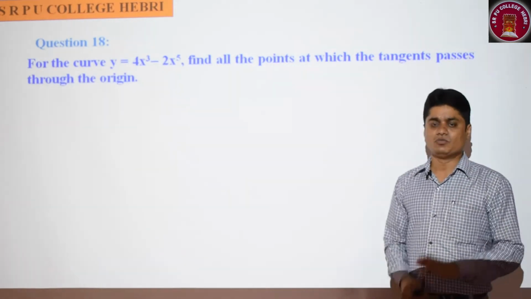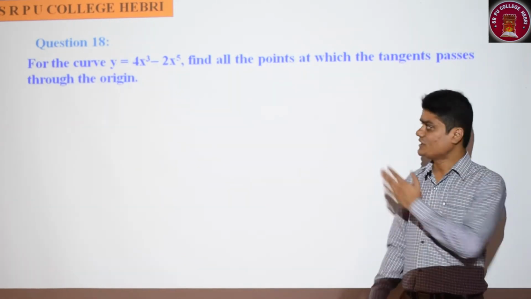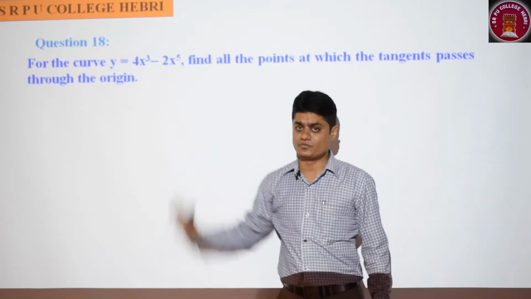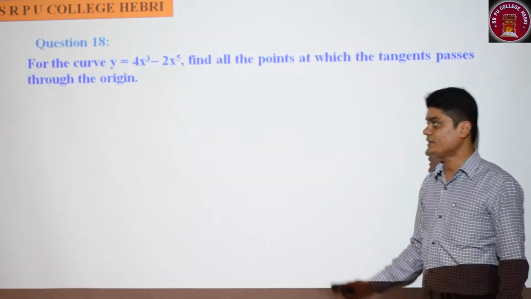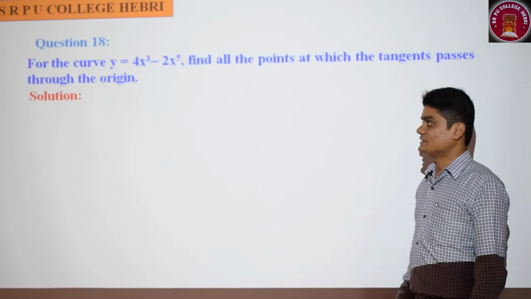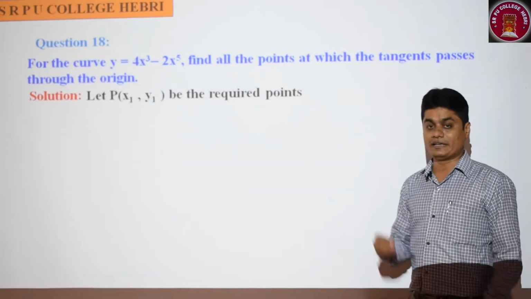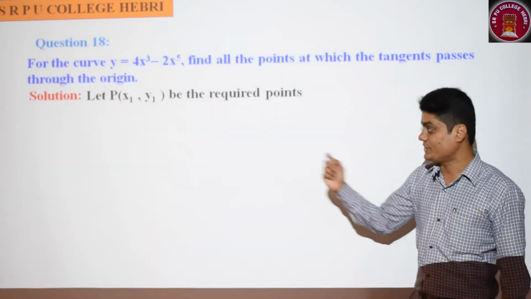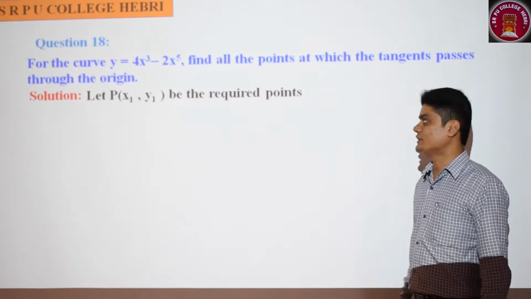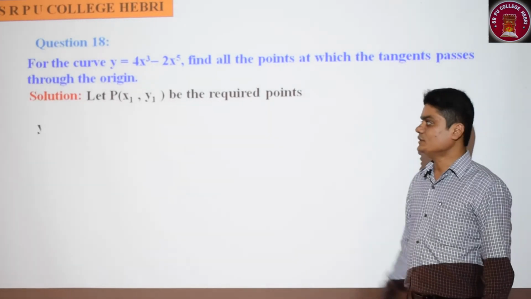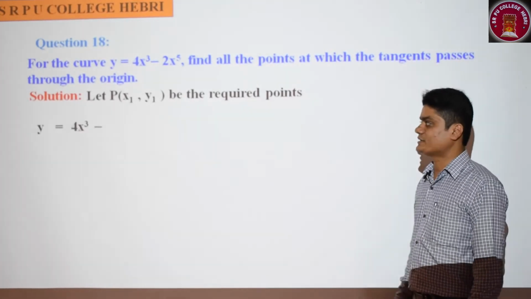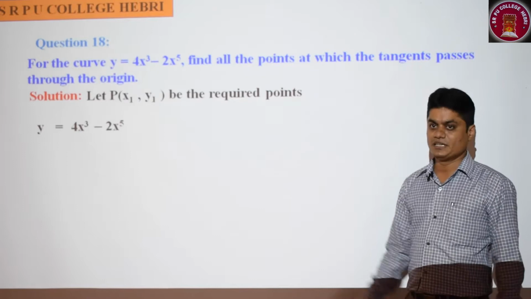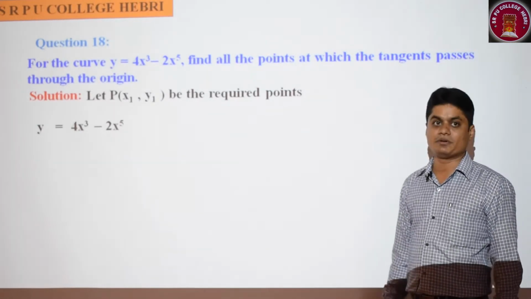Observe carefully. The one part is simple, which is differentiation, and the differentiation for this function is very easy, you can manage that easily. So I'll show you the answer now. As I told, take the required point as x1, y1, let it be P of x1, y1. Now as usual, take the function 4x cube minus 2x to the power 5 and differentiate. It is very easy to differentiate.